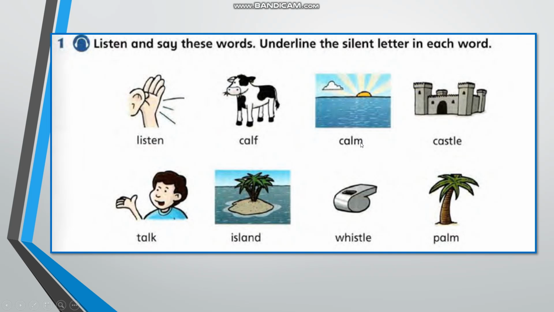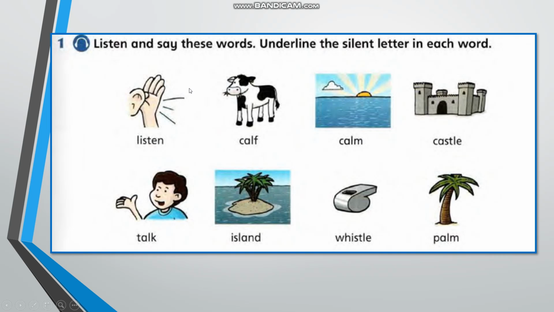Calm اللي هي بمعنى هادئ. We have the word castle, and the T here is silent. We have the word talk, and the L is silent. We have the word island, and the S is silent. We have the word whistle, and the T is silent. And we have the word palm اللي هي معناها نخيل, and the L here is silent.